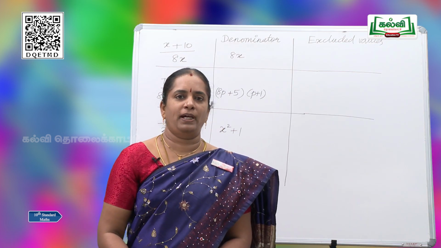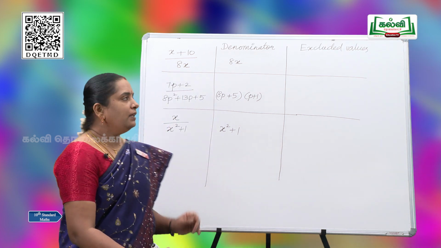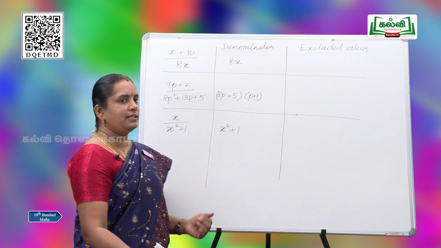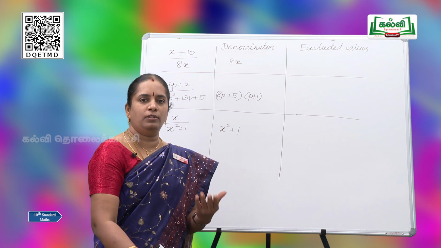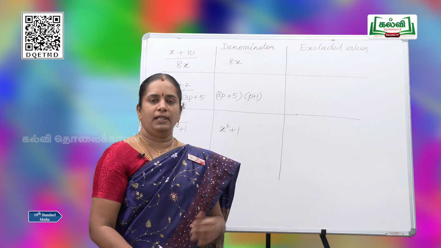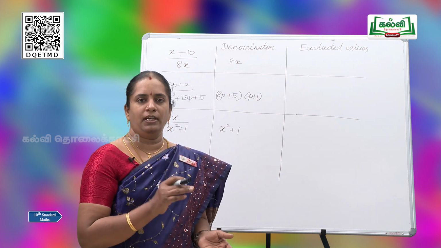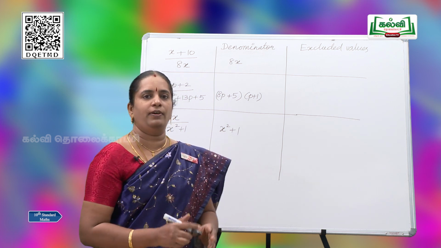Let us have some more practice in finding the excluded values. See, this expression has x plus 10 in the numerator and 8x in the denominator. Since this is in the reduced form, we can go to the denominator directly. So, the denominator is 8x. If the denominator is 0, we will get undefined. That is, if the denominator is not equal to 0, we will say that the rational expression is a defined one.